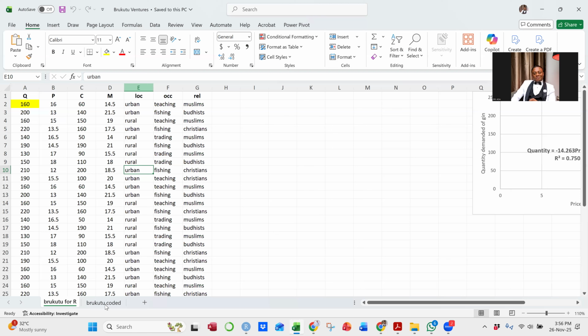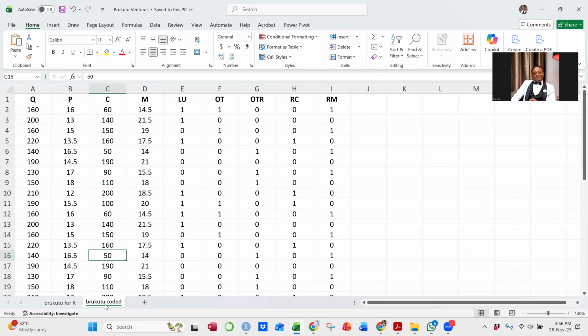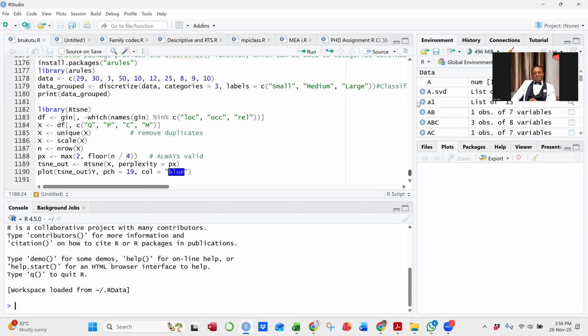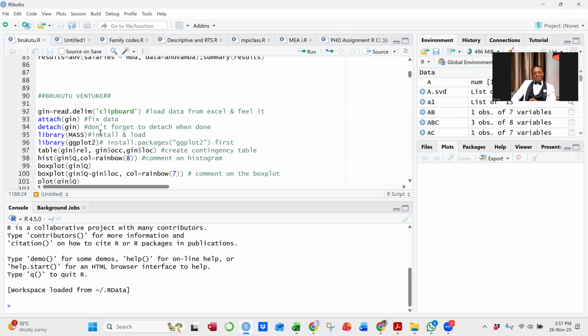Excel doesn't have the ability to handle categorical variables unless you code them. So in the data set, you see that I have an Excel sheet called Brukutu coded. You guys see the Brukutu coded? You normally use that to see how Excel will receive the rest. Do you guys see the Brukutu coded? Yes, Doc. All right. So just note that you have the opportunity to deal with that Brukutu coded, whilst at the same time you are dealing with the Brukutu for R.